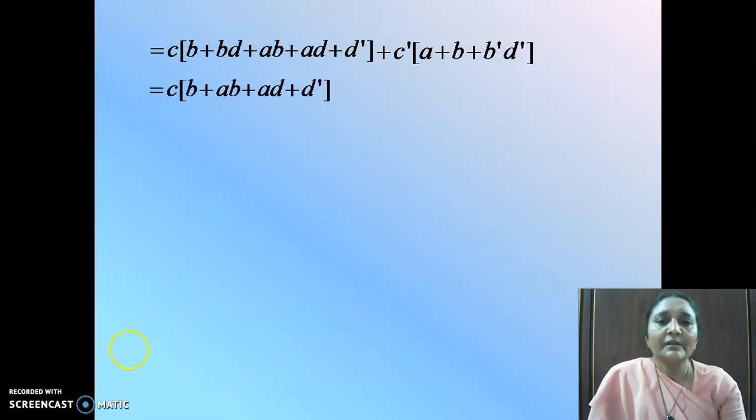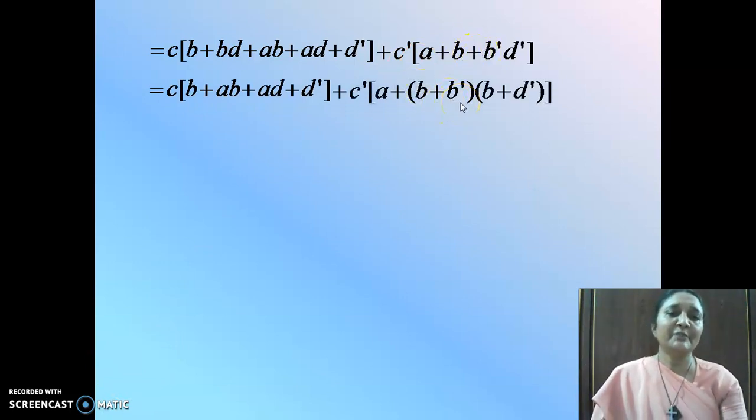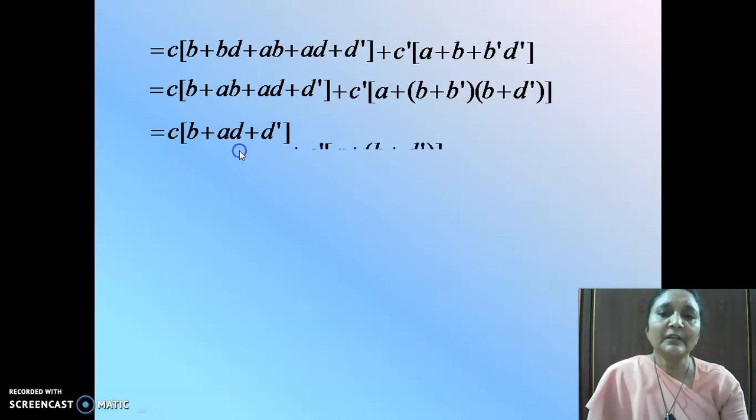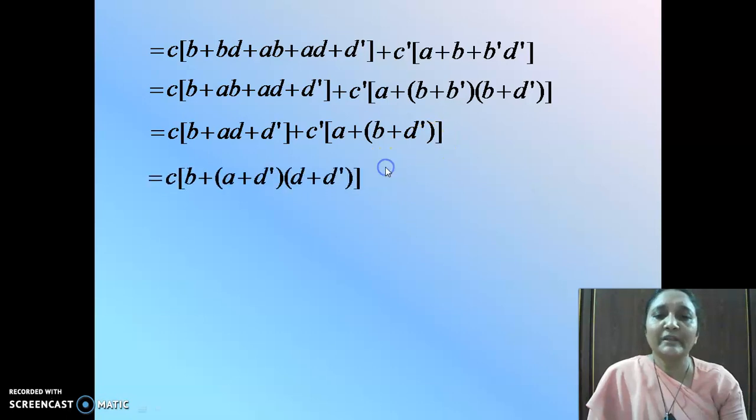Okay, and here I am going to expand these two: (B plus B dash) into (B plus D dash). Now here again, what is the value of B plus AB? It is equal to B. Plus C dash of, this value is 1, 1 into this is nothing but B plus D dash. Now B in here also B, so you can remove the bracket.